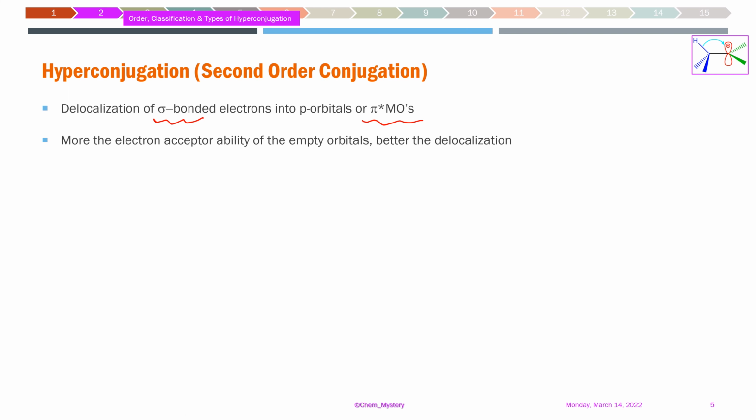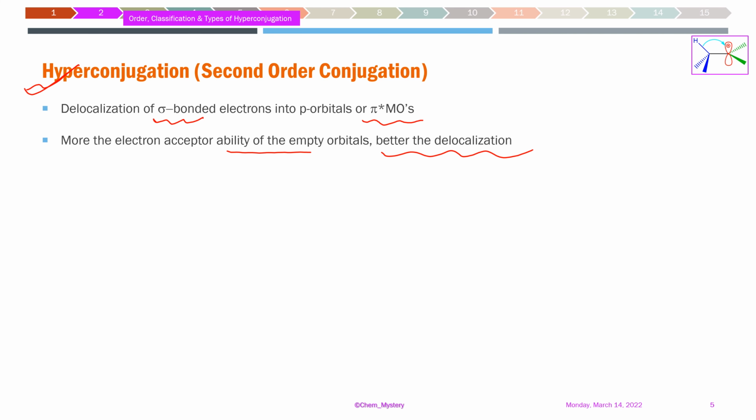And it is very natural that when we have the electron donor ability and electron acceptor ability, if the electron accepting ability of the empty orbital is going to be greater, then this is going to be much better delocalization. The better the delocalization, the greater will be the stabilization for the molecule concerned.